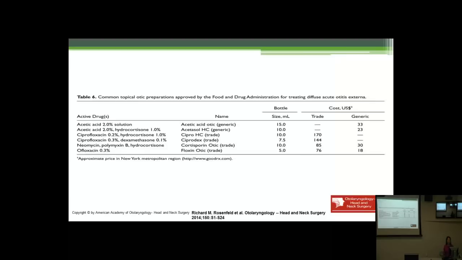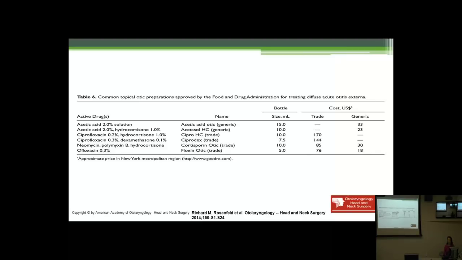But other agents include the acetic acid with a steroid for somebody who has swelling and inflammation of the canal, ciprofloxacin HC. There's Ciprodex, which is the most commonly used for a lot of our patients now because it's such a wonderful drug. The only drawback, it is super expensive. So it could be up to $150 for a bottle if it's not covered by insurance.